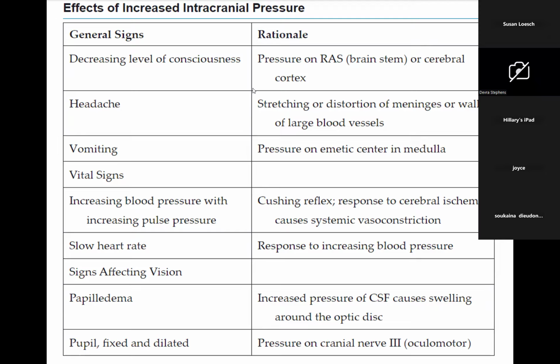Okay, so increased swelling of that cerebral spinal fluid is going to cause swelling around the optic disc. And that's going to cause something called papilledema. And when we look in the eyes with the optometry tools, we can see it. Pupils can become fixed and dilated because of pressure on cranial nerve 3. That's usually after a little while, okay? That's not going to be the first response, but eventually that's going to happen. You also have to know early signs versus late signs, okay?